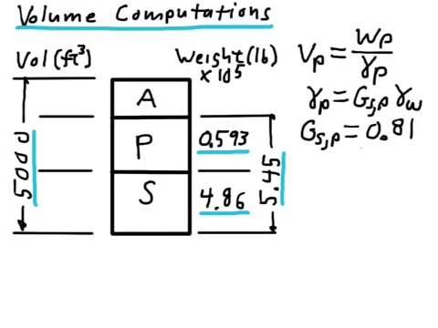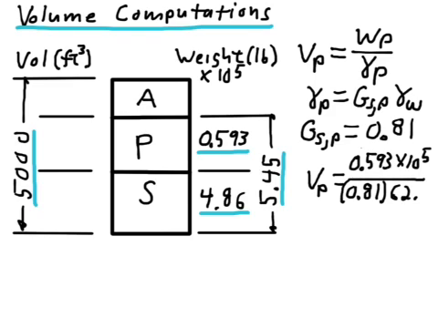We were given that the specific gravity of the petroleum we're dealing with was 0.81. So the volume of the petroleum is simply equal to the weight of petroleum divided by the specific gravity of the petroleum times the unit weight of water. When I do that calculation, I'll find out that there's 1,170 cubic feet of petroleum. So I enter that in my phase diagram.